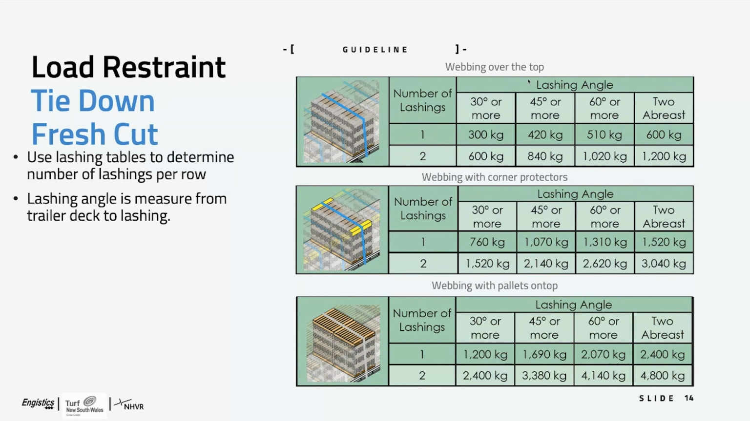So you can see as we go, due to the lower tension achieved when we throw a strap over the top without things like corner protection on the pallet, that's going to have a lower capacity than some of the other systems. You see then once we go to webbing with corner protectors, we get slightly more tension per strap, and then even more when we go up to the pallets on top. We can get basically the full tension out of the strap.